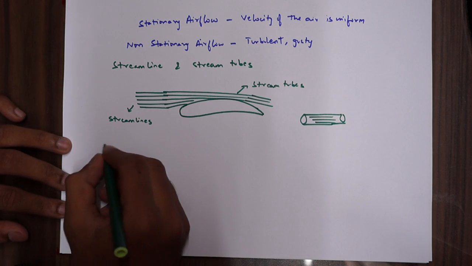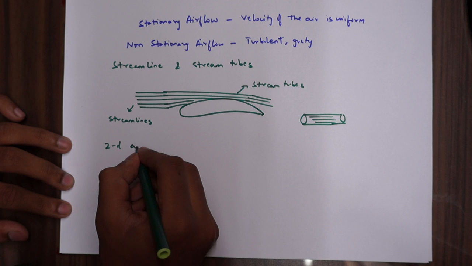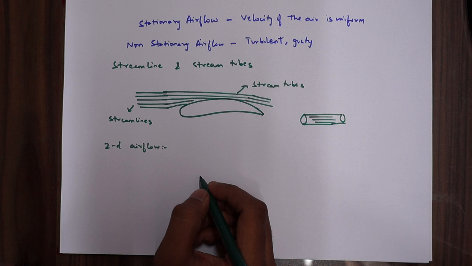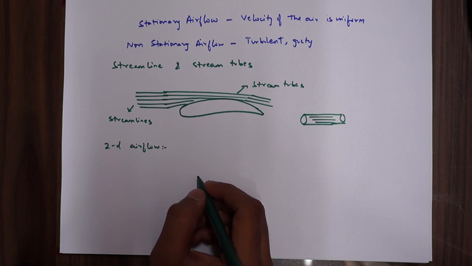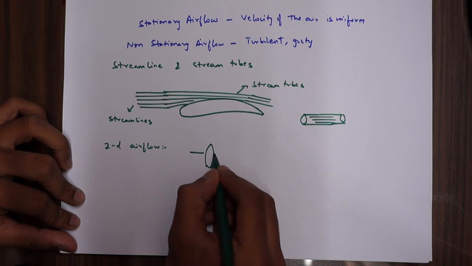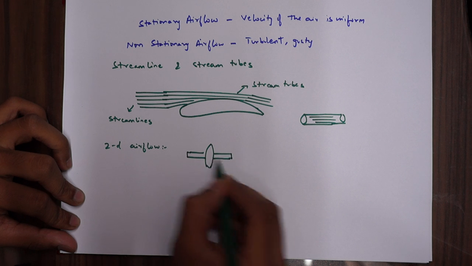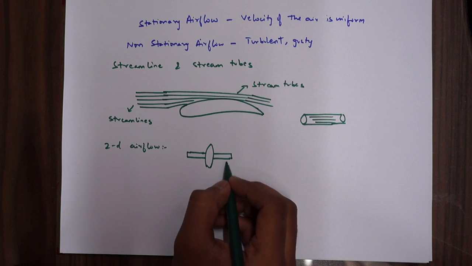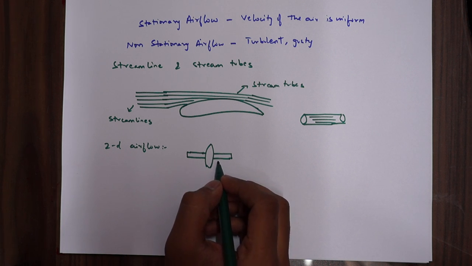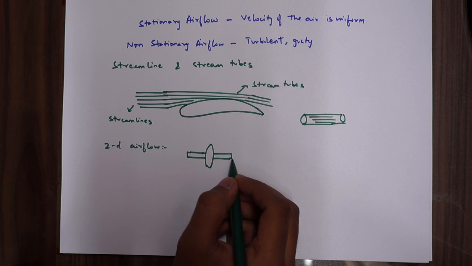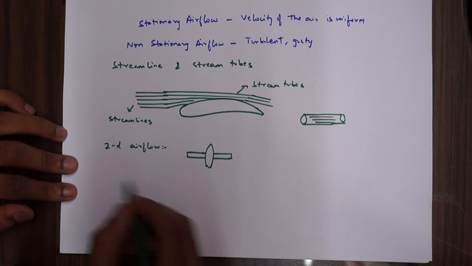Alright, so next we'll do 2D airflow, that is two dimensional airflow. Okay, two dimensional airflow is when it is assumed that the wing has the same aerofoil section along the entire span. For example, this is the aircraft and it's a rectangular wing. So there's no spanwise aerofoil section difference, and hence the pressure differential or the flow over the wing is the same throughout, and there's no differential pressure flow. So this is called 2D airflow.